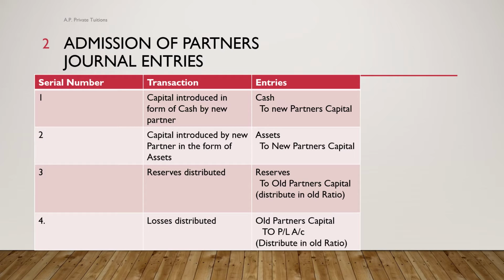Losses have debit balance. I want to close it. So how am I going to close it? I'm going to credit it. So I will say old partners' capital account debit to P&L.